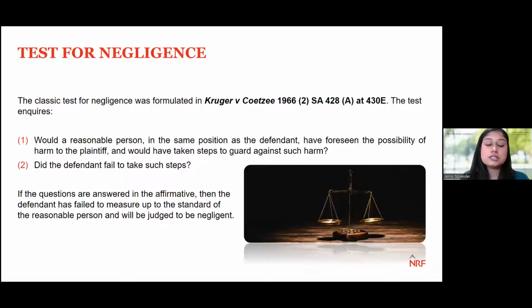So when we look at negligence and the test for negligence, as you may know, negligence is really judged by the reasonable person test. And the case of Kruger versus Kutsia really formulated this classic test for negligence. The test basically inquires whether a reasonable person in the same position as the defendant or the insured would have foreseen the possibility of harm to the plaintiff and would have taken steps to guard against such harm. And the second part of that test is, has the defendant or insured failed to take such steps? If the questions are answered in the affirmative, then the defendant has indeed failed to measure up to the standard of the reasonable person and will be judged to be negligent.